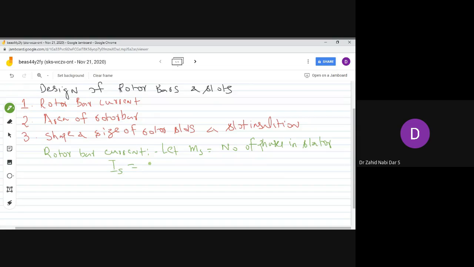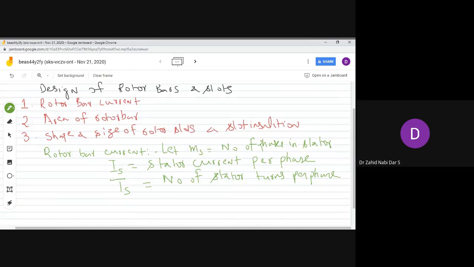So Is is the stator current per phase, and you have Ts, that is the number of stator turns per phase. Ts is equal to the number of stator turns per phase.